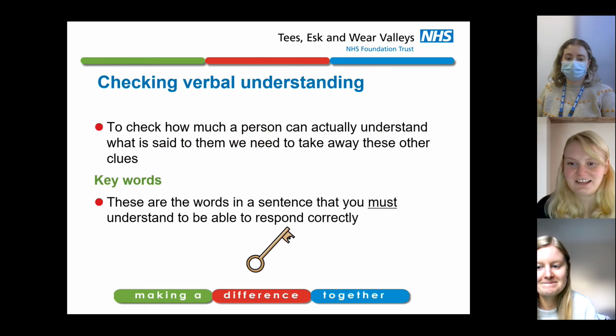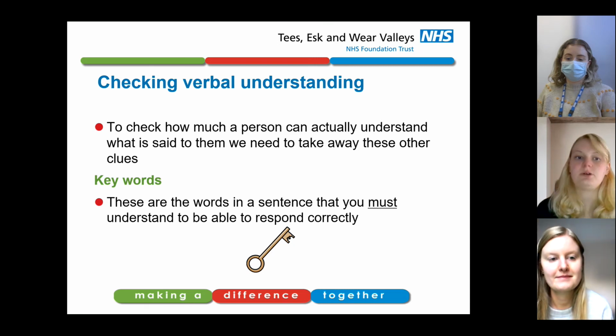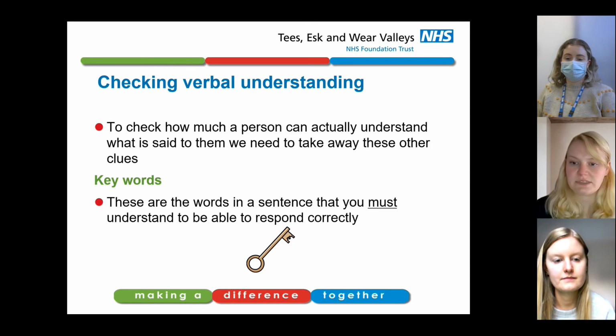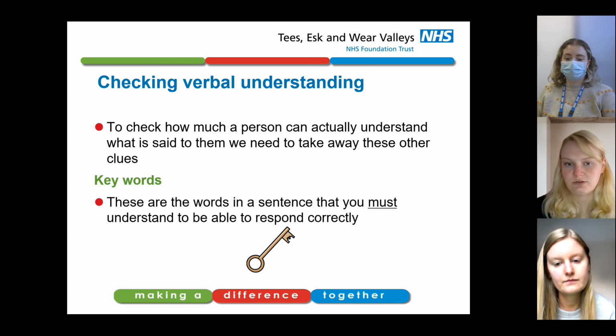And when you have to understand the actual word in the sentence, we call this a key word. So just at the bottom there, these are the words in a sentence that you must understand to be able to carry it out. So in our reports, we might say that somebody's at 2 keyword level, 3 keyword level. And that's the number of words that they can understand in order to follow that out.